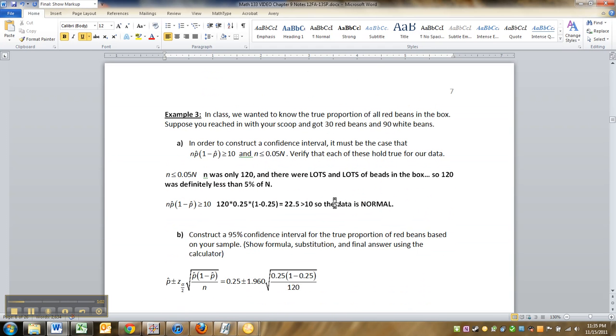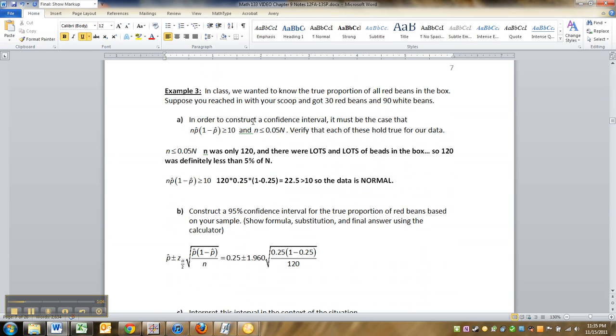Okay, so in class, we wanted to know the true proportion of all red beans in the box. Suppose you reached into your scoop and got 30 red beans and 90 white beans. In order to construct a confidence interval, it must be the case that n times p times 1 minus p is greater than 10 and n is less than or equal to 0.05 capital N. Verify that these hold true.